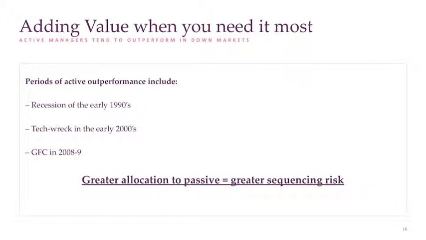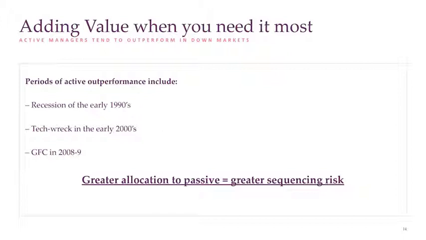Adding value where you need it most. Active managers tend to outperform in down markets. I think this is a critical point. We've outlined there some of the periods where active managers on average have outperformed, going way back to the recession of the early 90s, which a number of us in this room will remember, the tech wreck in the early 2000s, the GFC in 2008 and 2009.